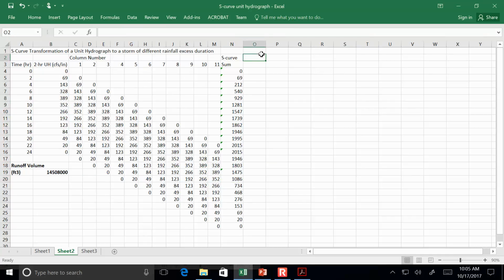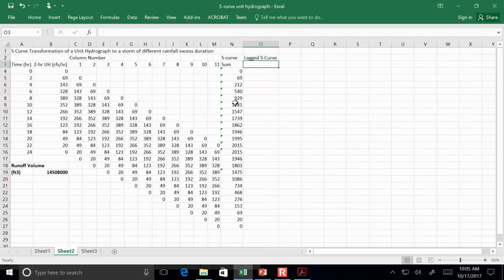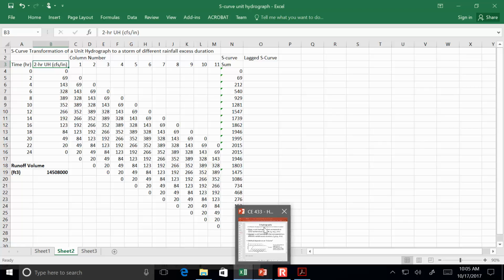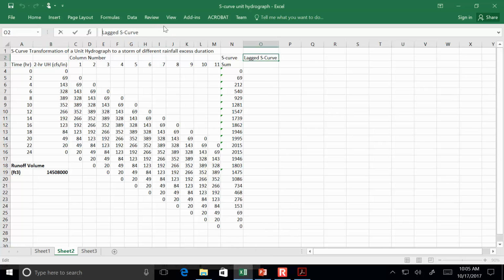All right, so the next thing we're going to do is a lagged S-curve. And what we're supposed to do is take the same S-curve and lag it by the number of hours that we want the unit hydrograph to be equal to. So we're going to lag it by 4 hours because we want a 4-hour unit hydrograph. So lagged S-curve, it's lagged by 4 hours.